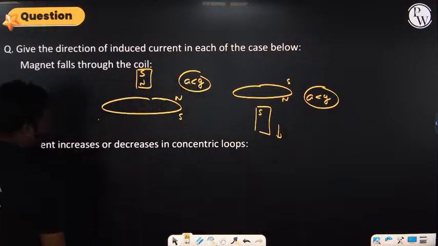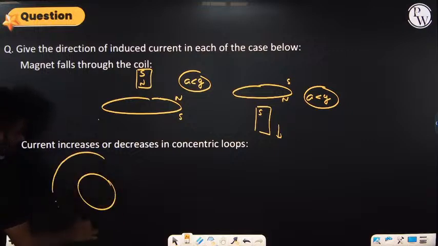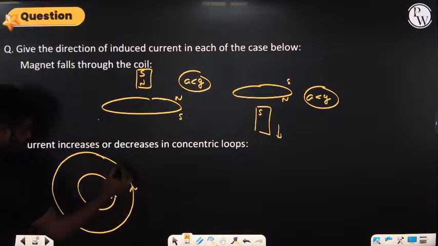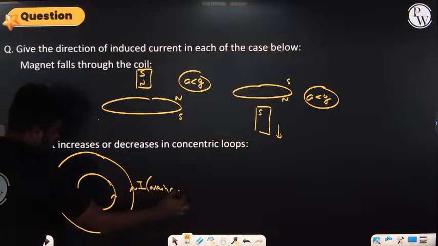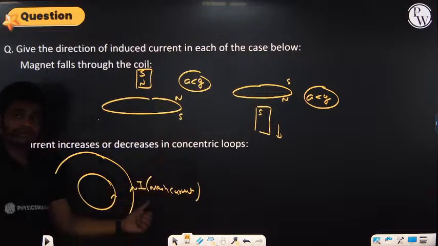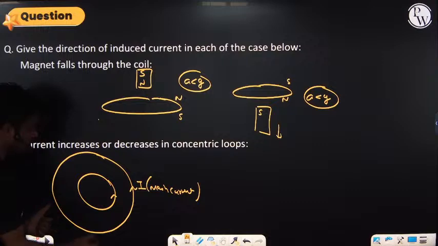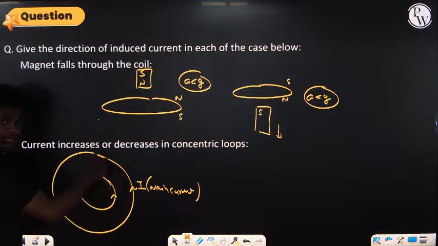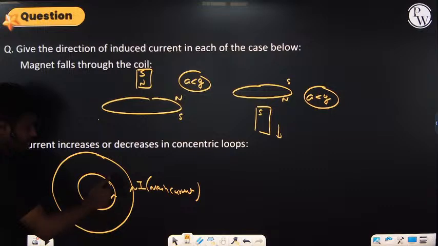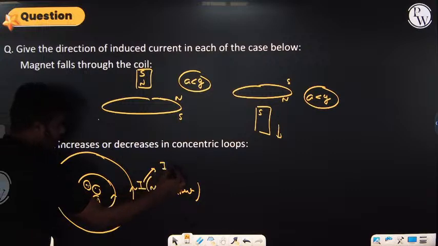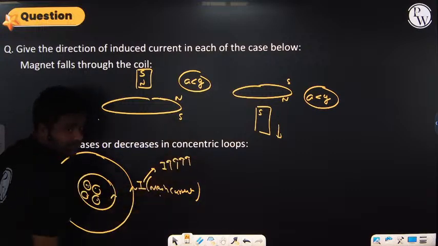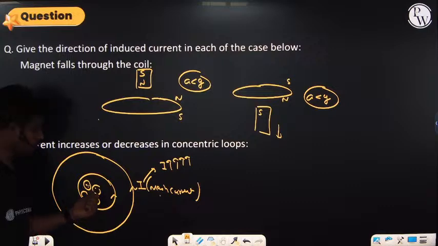Current increases or decreases in the concentric loop. There is one loop over here and another loop over here. The current value increases or decreases. Let's say this one carries the main current, with value I. Let's say this outer current-carrying coil carries current in this direction. The magnetic field at this location will be given by the outer loop. Now suppose I increases. So this B value will also increase, because this I is giving B.